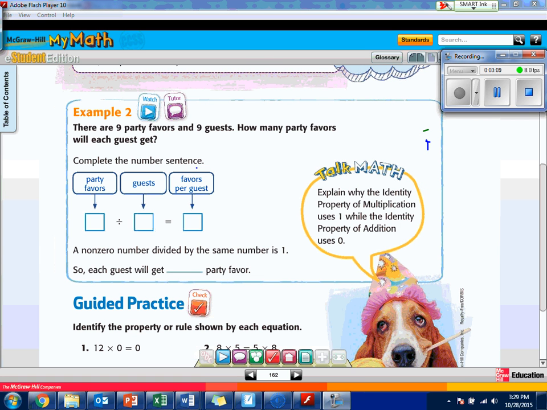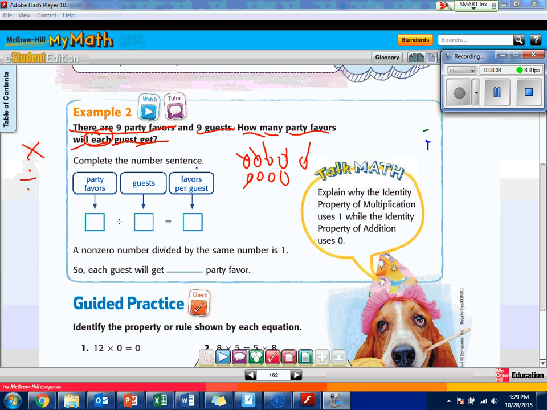So you might be asking, how do I use this? Well, let's take a look here. It says that there are 9 party favors and 9 guests. How many party favors will each guest get? Hey, there's that word each right there. We should know that each either means multiply or divide. So I have those 9 party favors and 9 guests. And each guest is going to get a party favor.